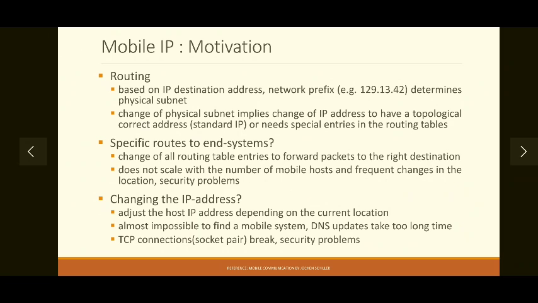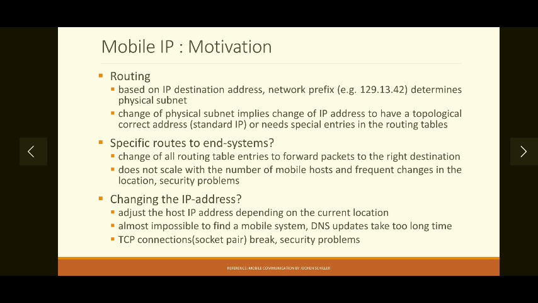Now we all know the primary task of the network layer is assigning addresses to each and every node within the network and routing the packets to every node within the network. So first thing is that routing. Now how is routing done? Routing is done based on the destination address, that is the IP address of the destination node, or the network prefix which is the address of the particular subnet, physical subnet within which that node is residing.